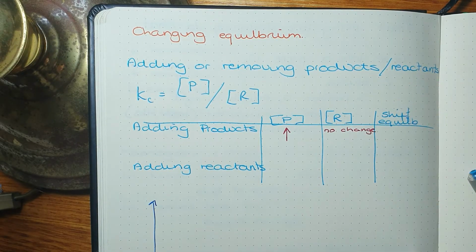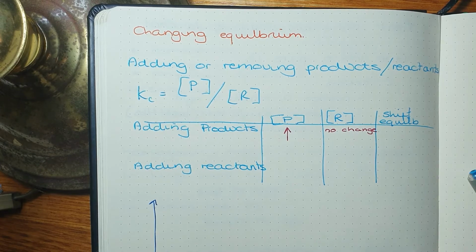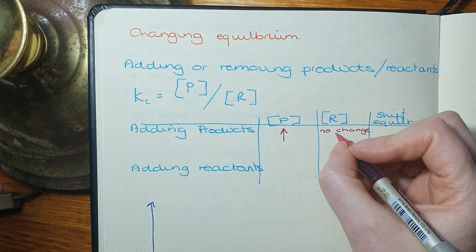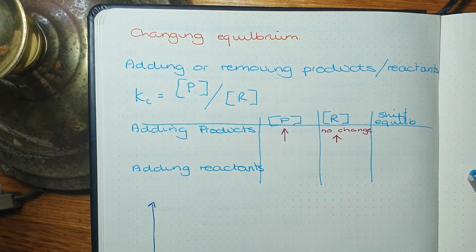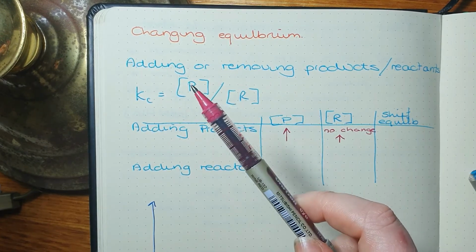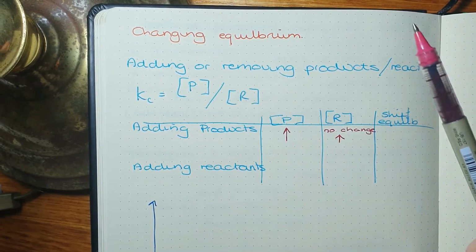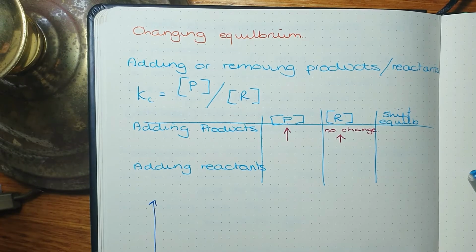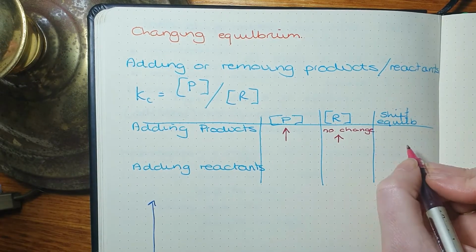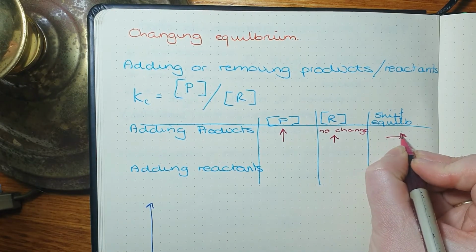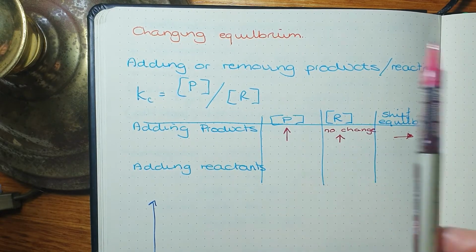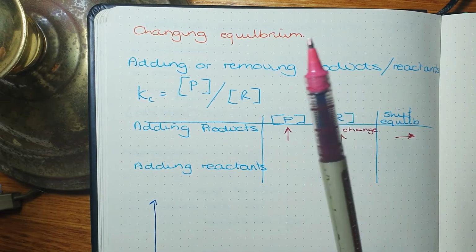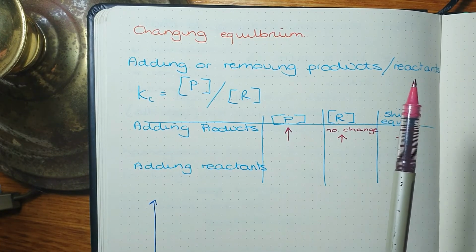Unless it's a very, very speedy reaction, there's going to be no immediate change, but then it's going to increase because I've got more of my product to be used up. So my reactant is going to go up. And then my equilibrium is going to be shifting, I know these are terrible arrows, to the left. So that equilibrium is shifting to make more reactants because I've got more products to use up.